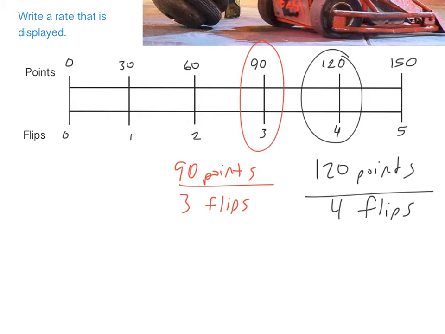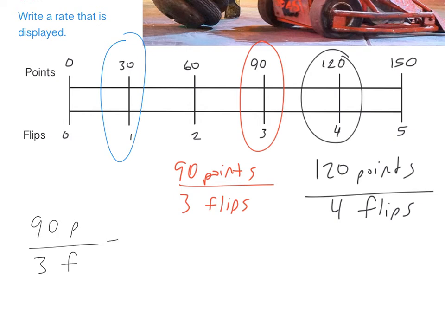So, do we use the 90 over 3 and make a denominator of 1? Do we do the 120 over 4 and then change that to have a denominator of 1? Well, guess what? It doesn't matter, because they're all going to reduce to the same fraction anyway. And you can probably already tell that the unit rate's given to us in the table right there, 30 points per 1 flip. Okay, but if you didn't know that initially, let's say we only knew 90 points for 3 flips.